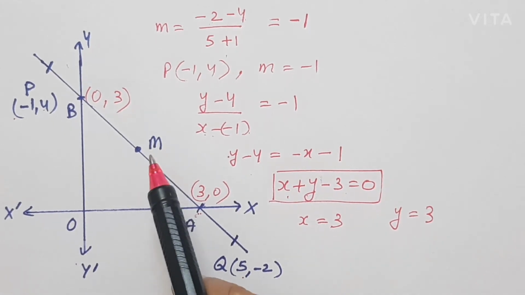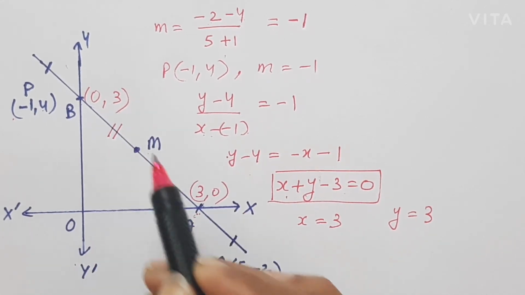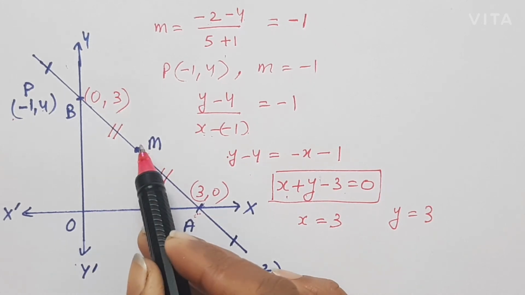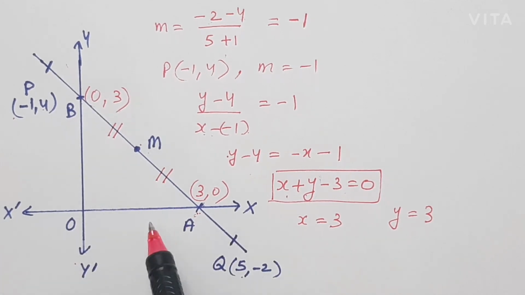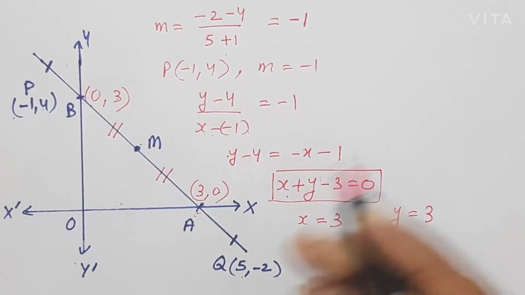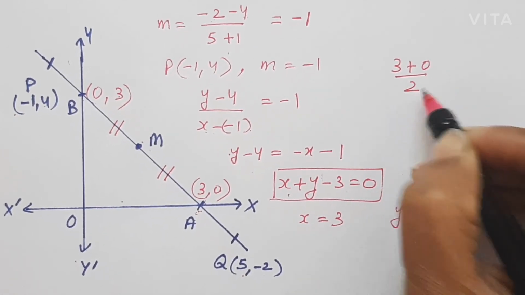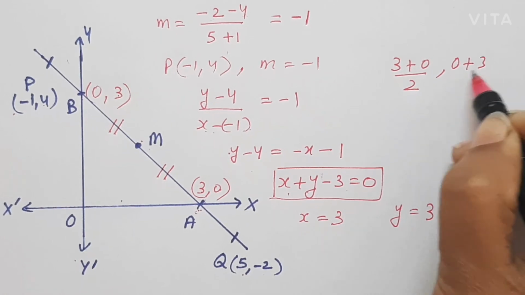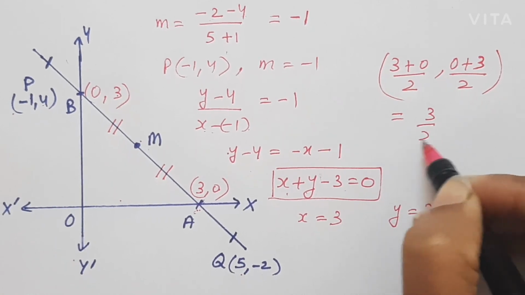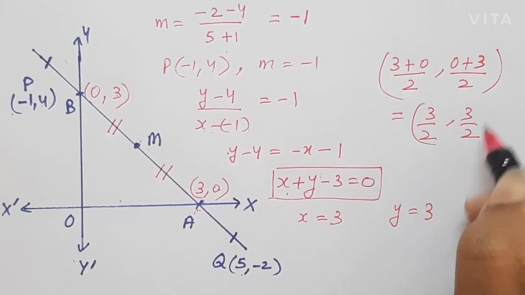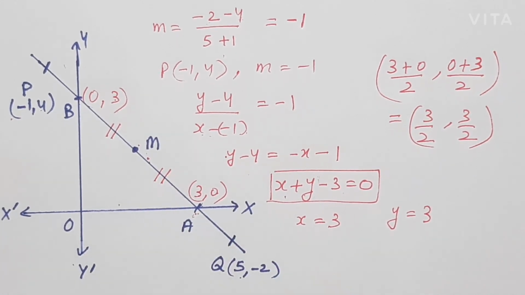Now, let us find the coordinates of M here. Since M is the midpoint of AB, therefore the coordinates of M are ((x1 + x2)/2, (y1 + y2)/2). That is (3 + 0)/2 and (0 + 3)/2. So what is the answer? That is (3/2, 3/2). So these are the coordinates of M. I hope it is clear to everyone now.